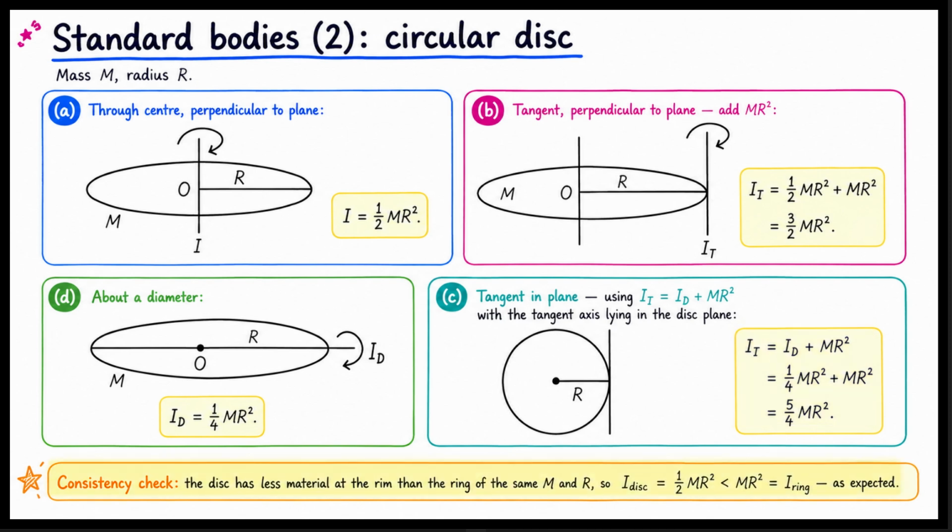Here is a consistency check. The disk has less material at the rim than a ring of the same mass and radius, so the moment of inertia of the disk, 1/2 mr squared, is strictly less than that of the ring, mr squared. That ordering is exactly what we expect.